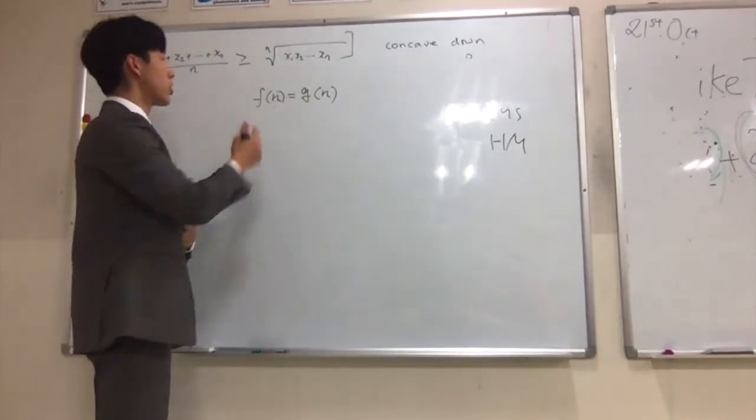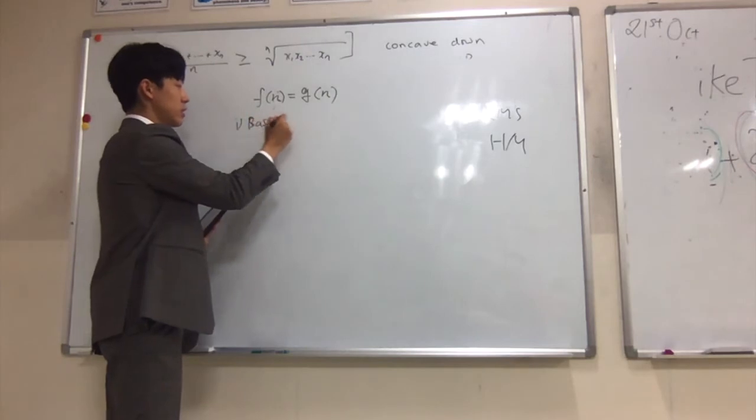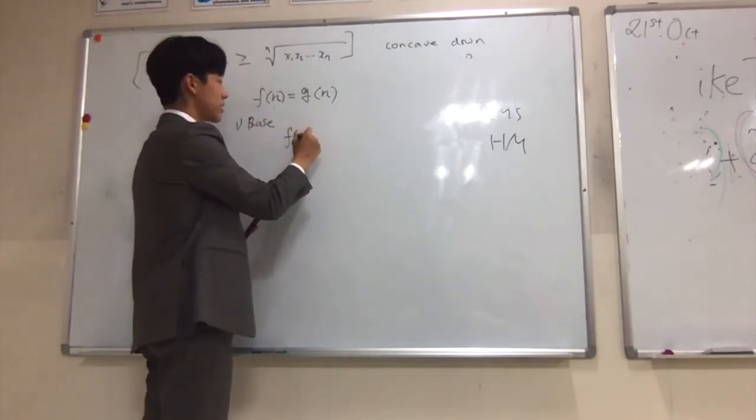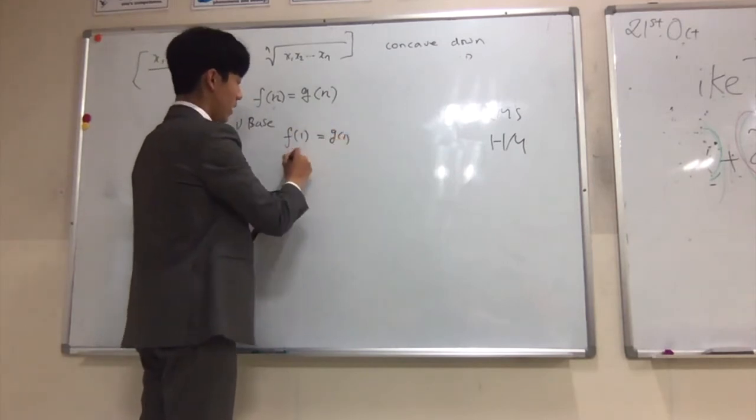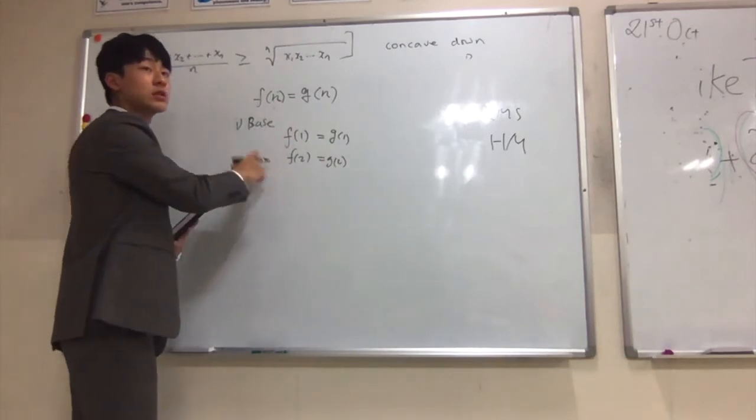In mathematical induction, what we first do is something called the base case of the proof. So here, we first prove that f(1) equals g(1), f(2) equals g(2), and we prove these two trivial ones.